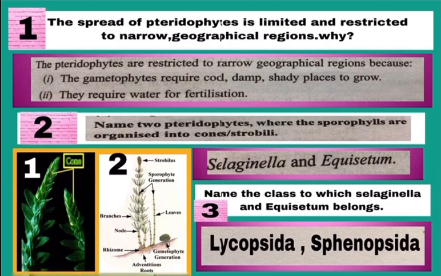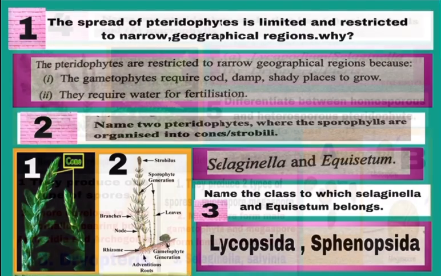Come to question number 3. Name the class of pteridophytes to which Selaginella and Equisetum belongs. Selaginella belongs to class Lycopsida and Equisetum belongs to class Sphenopsida. And note important point, there are two more classes of pteridophytes. One is Psilopsida to which Psilotum belongs and second is Pteropsida to which Dryopteris belongs.